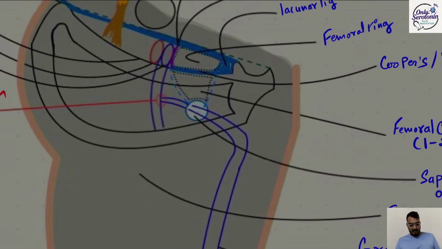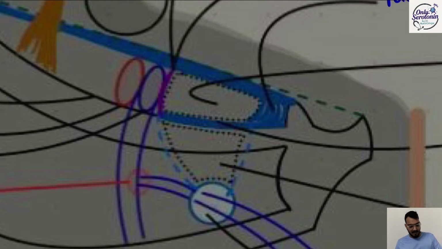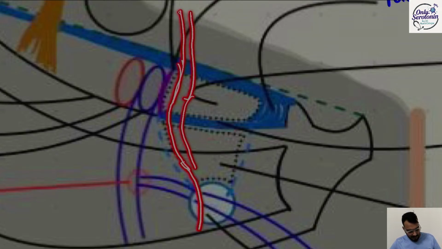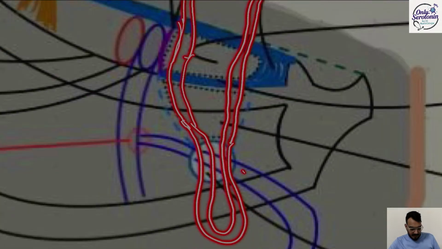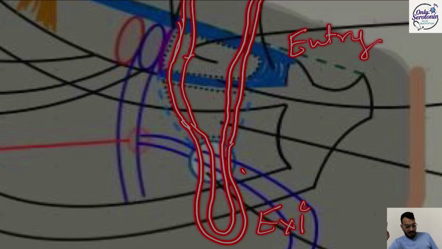Now try to understand, guys, here in this diagram a person is having a weak femoral canal. If the person is having a weak femoral canal, what will happen? Intestines which are present here will try to enter inside the femoral ring, then they will travel inside the femoral canal, and they will come out from your saphenous opening. This kind of hernia is known as your femoral hernia, right? It has four things. First of all, the entry point and the exit point, which we already discussed. Entry is the femoral ring, exit is the saphenous opening.